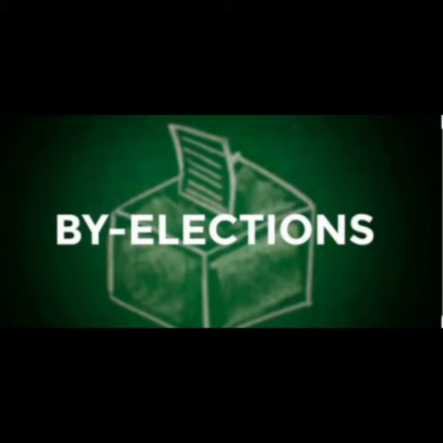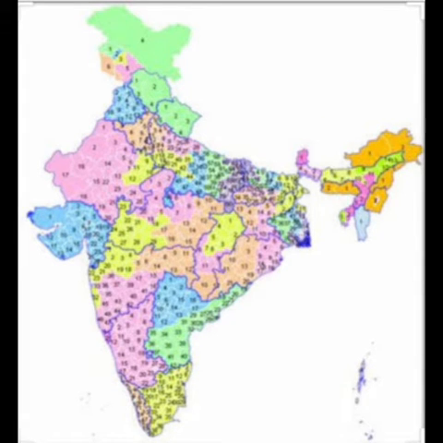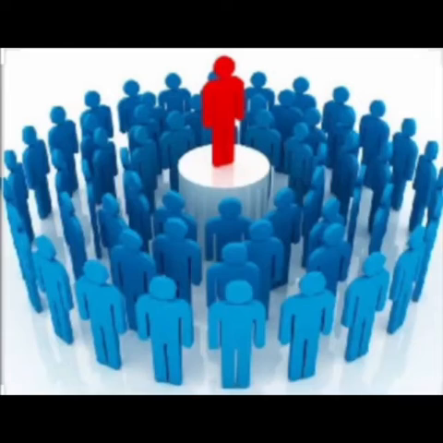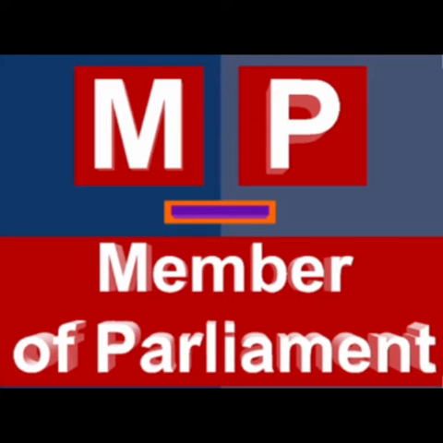Next, we have electoral constituencies. In our country, we follow an area-based system of representation. The country is divided into different areas for the purpose of elections. These areas are called electoral constituencies. The voters who live in an area elect one representative. For Lok Sabha elections, the country is divided into 543 constituencies. The representative elected from each constituency is called a member of parliament.